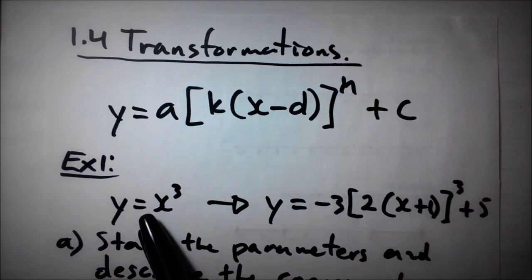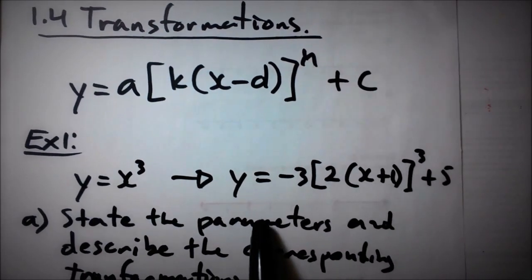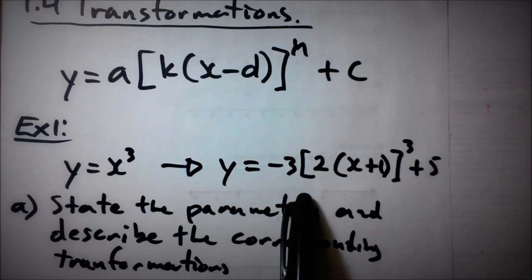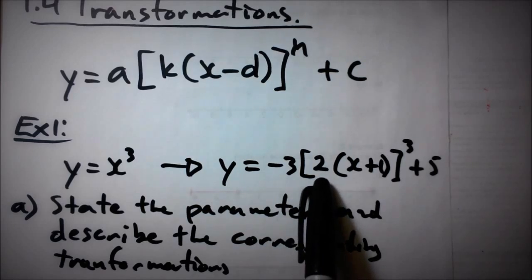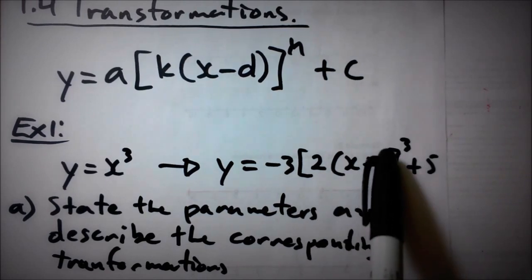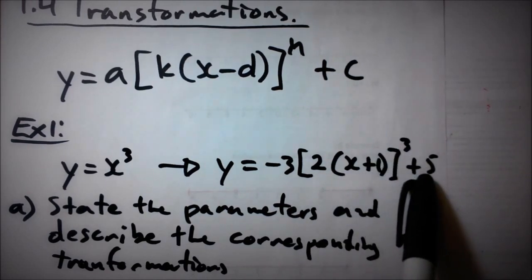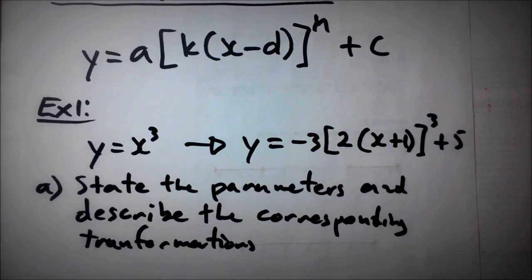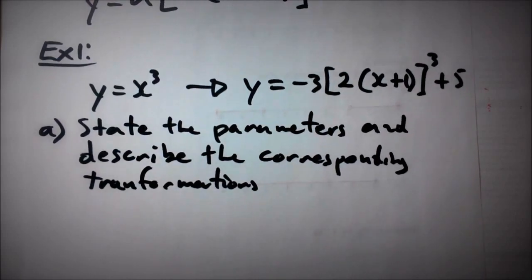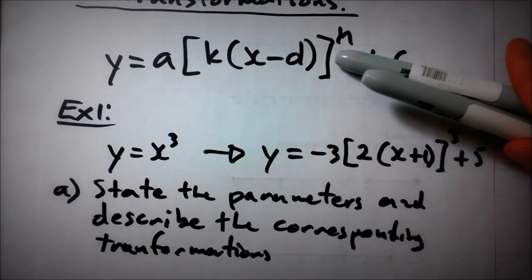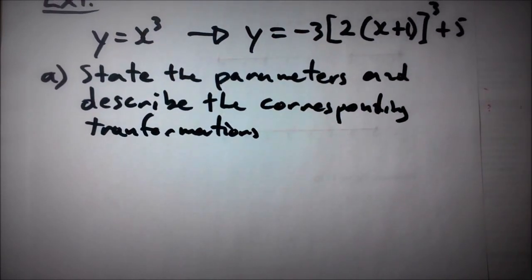Example 1 says the graph of y equals x cubed is transformed to obtain the graph of y equals negative 3 open square bracket 2 open parentheses x plus 1 close parentheses close square bracket to the power of 3 plus 5. So A says state the parameters and describe the corresponding transformations of each. So let's start stating the parameters of each. So in reference to this formula, let's start collecting the parameters.